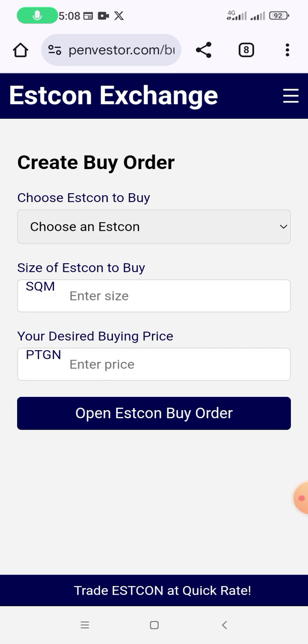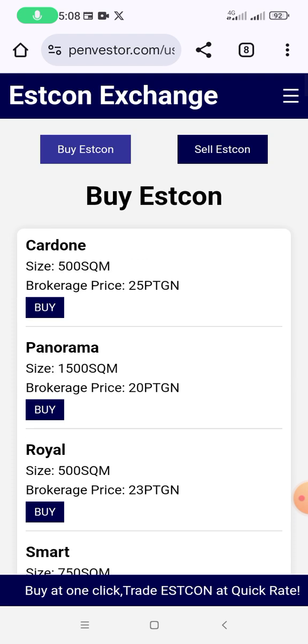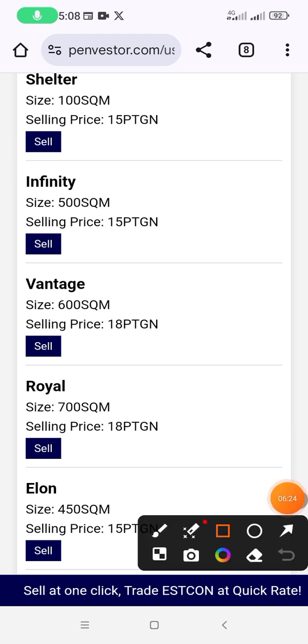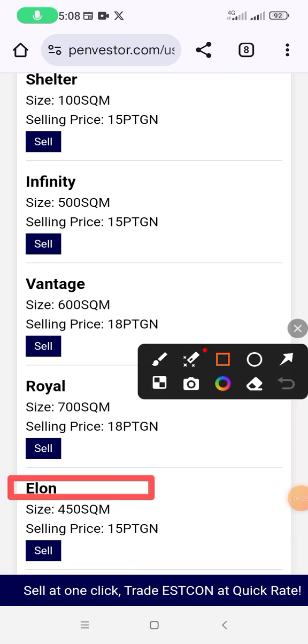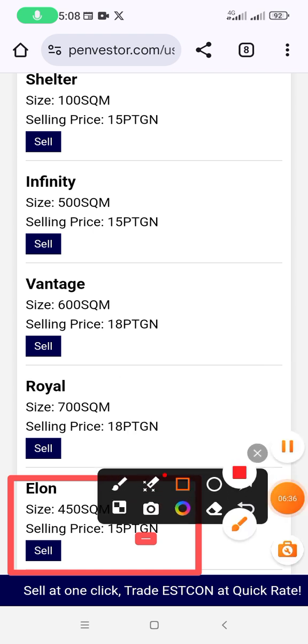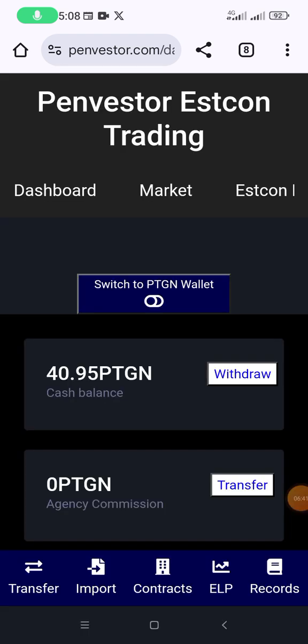So if you check this ESTCON Exchange, I think it will reflect. Okay, click on sell. This is what I'm talking about. Okay, I've created it now. This is the order I've created. I'm buying 450 at 15. I'm buying it at 15 PTGN, that's 15,000. Let me show you my balance, because I created it. See, my balance is now 40. You know, it's 55 minus 15, like 15 PTGN will give you 40.